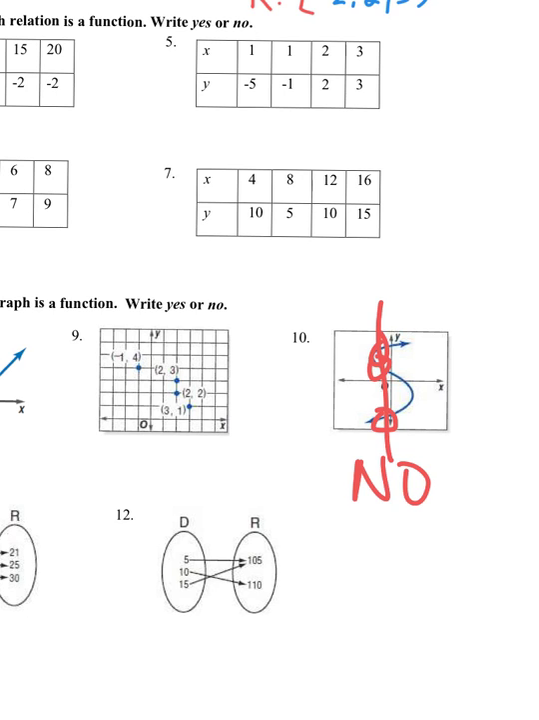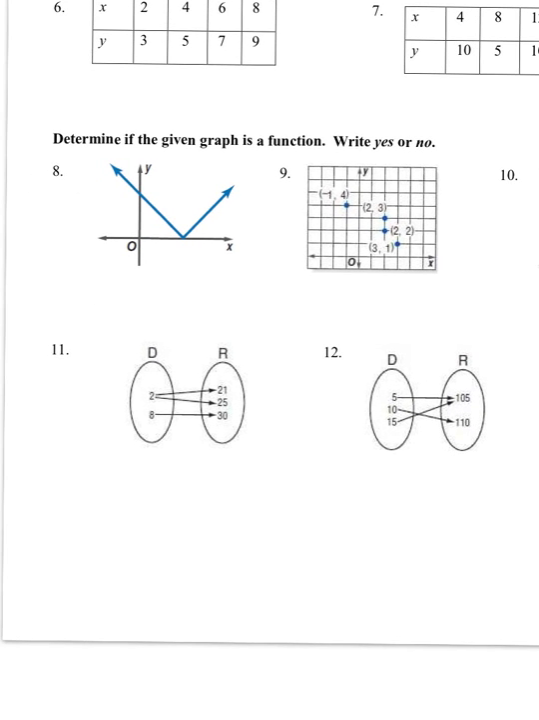Okay? So when you get to numbers 11 and 12, if I scroll over to them, you're given mapping. You have to think about it as if you plotted the points. 2 goes to 21 and 25, which really means you have the points (2, 21) and (2, 25), and then 8 goes to 30, so (8, 30). If you imagine plotting those points, and you have points directly above or below each other, it's not a function. So keep that in mind as you're looking at 11 and 12, which are dealing with mapping.